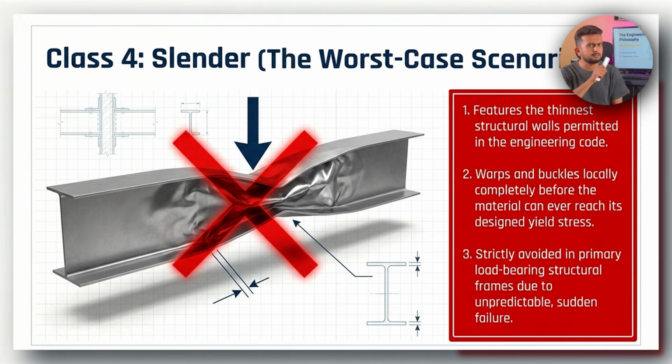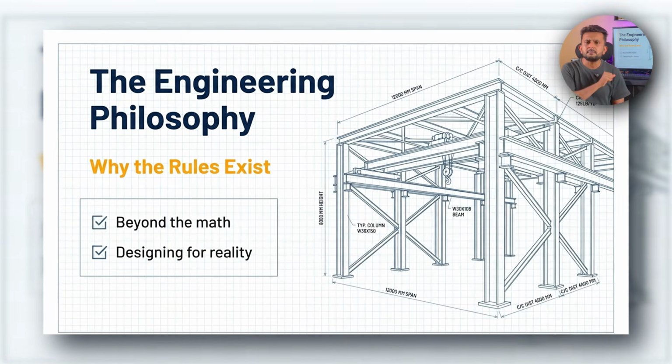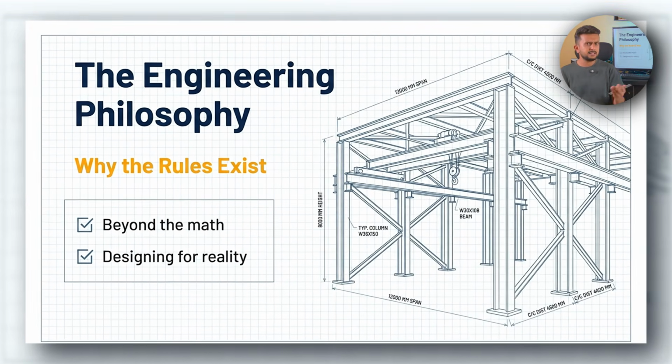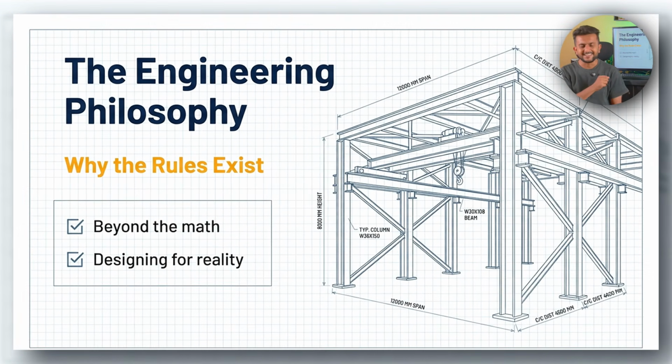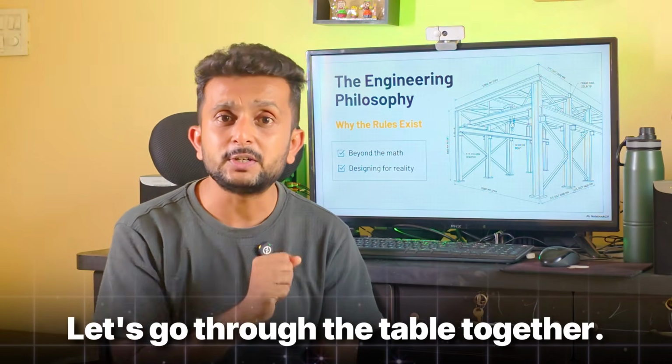Now, here is the big question. Why do different members in the same building need different limits? That's where it gets really interesting. So let's go through the table together.